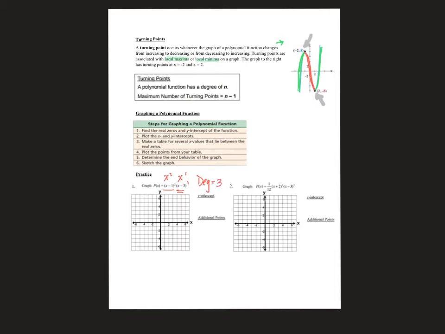Now, using this new information, if the degree is 3, the maximum number of turning points is going to be n minus 1, or in this case, 3 minus 1. So before we even graph, all I know is it's going to have at most 2 turning points.